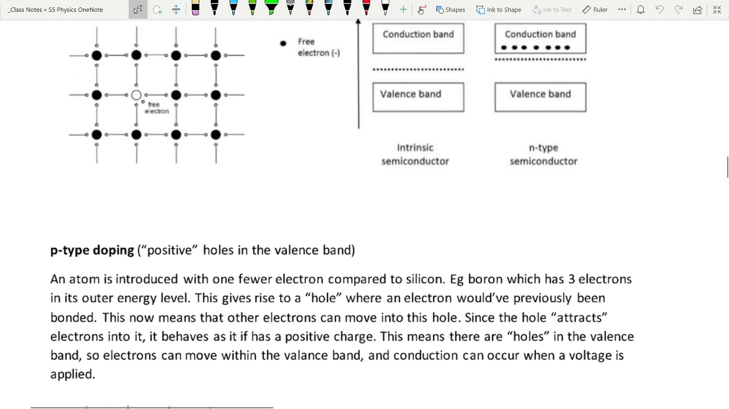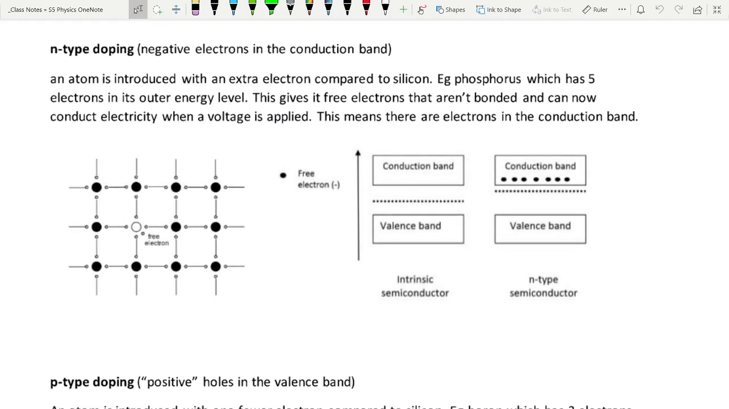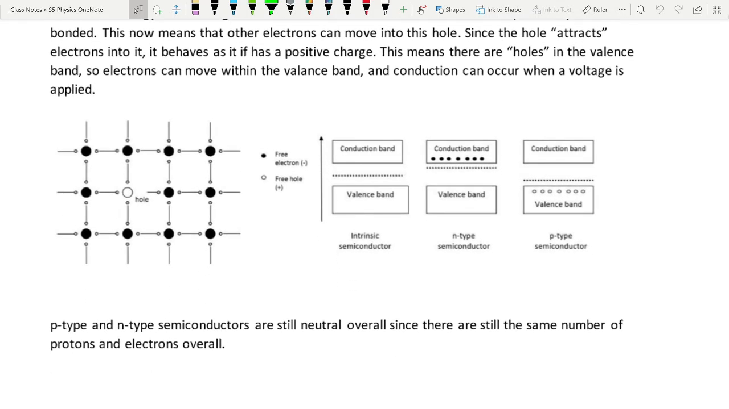P-type doping, positive holes in the valence band. So this one, we've got electrons in the conduction band. This one, we introduce an atom with 1 fewer electron. Okay, so with 3 electrons in the outer energy level. So all 3 of those get bonded up, but we've got this hole, this space. Okay, and that means we can have electrons jumping into it. So we can have movement of electrons because they can move into the hole and leave the hole behind.